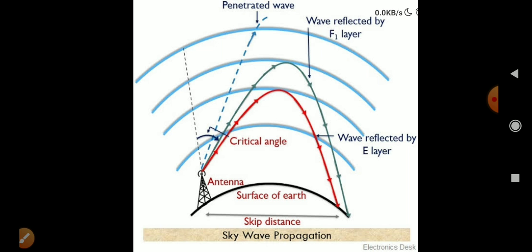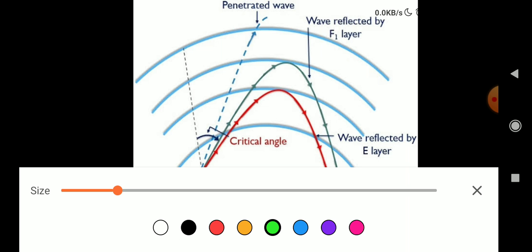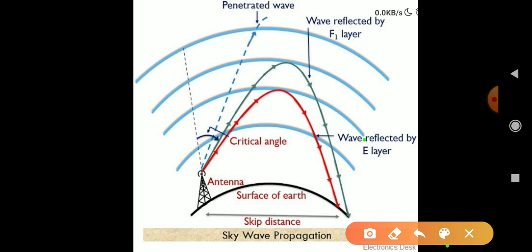Here we have given these blue lines. These are representing the layers of the ionosphere, as you can see. The first layer is representing the D layer, this one, and the next one is representing E, and this one is the F1 and F2 layer. The whole mechanism is taking place in two phenomena. First one is reflection, that is from here.